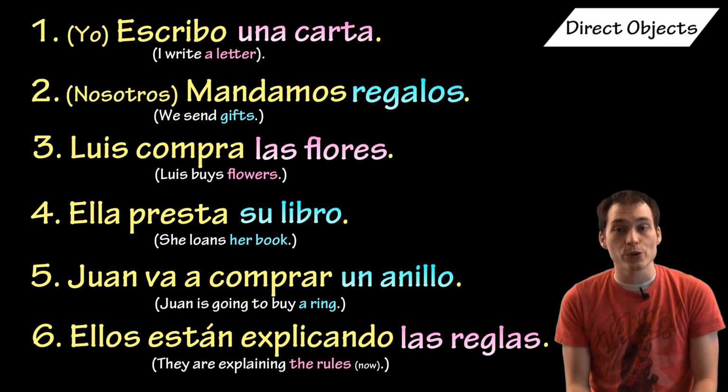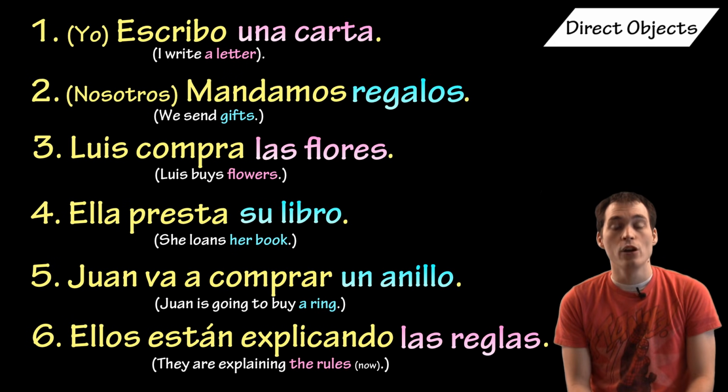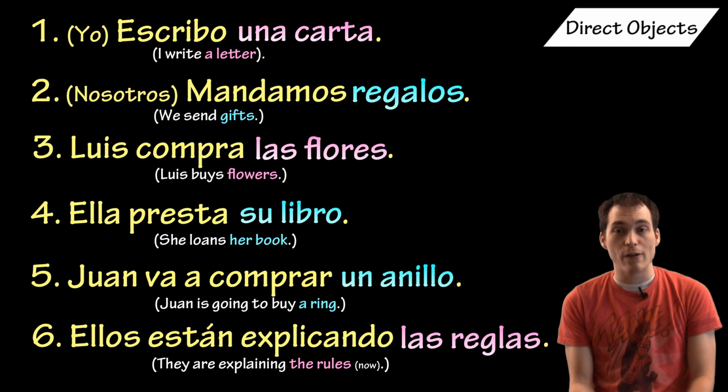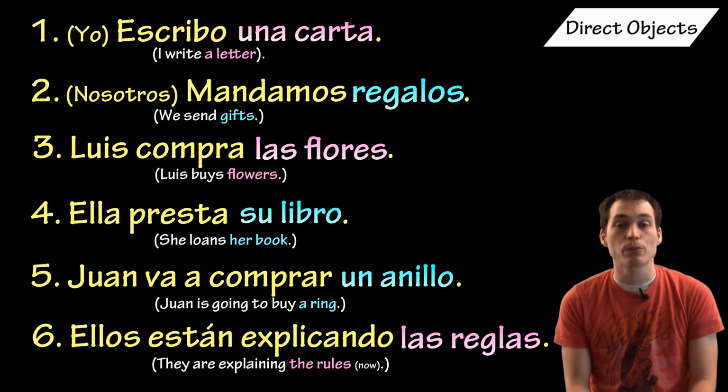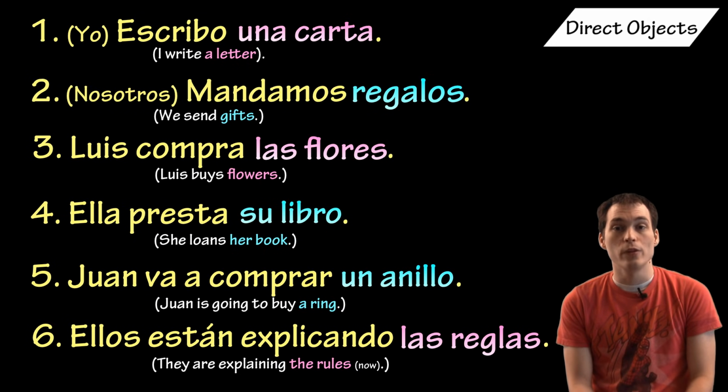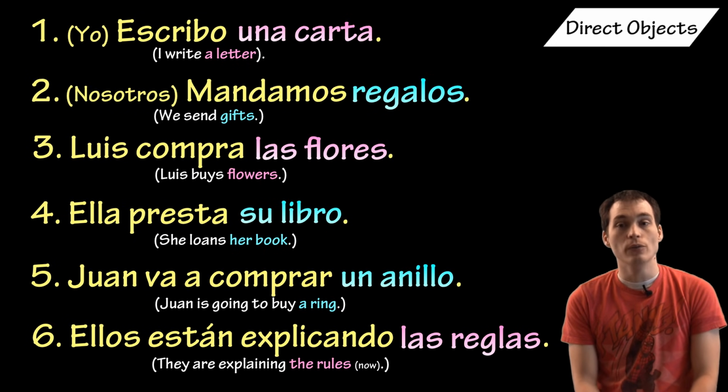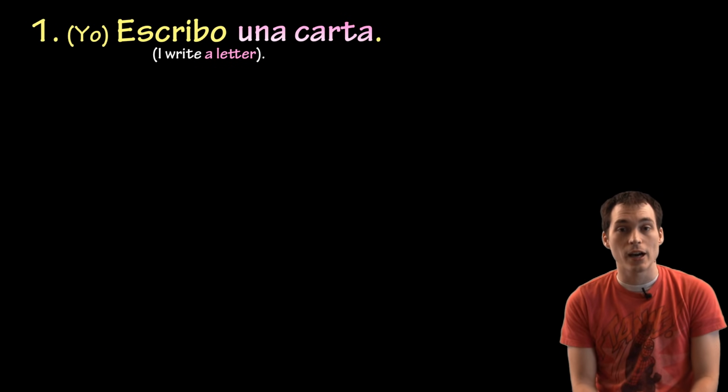Now, if we want to shorten these, once we know what we're talking about, we'll replace the direct object after the verb with a direct object pronoun, lo, la, los, las, which in most cases can go before the verb. So, let's do that to these sentences, changing the direct object to a direct object pronoun.